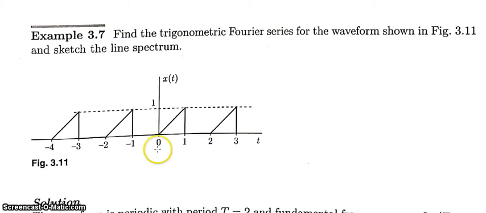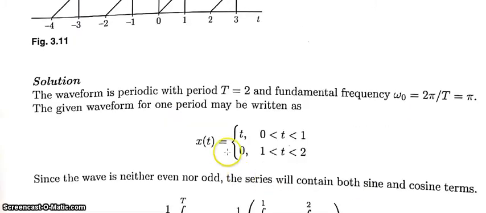Again, in the time duration 0 to 1, what is x of t? It is simply t. By observing the waveform, we can directly write. Therefore we can write x of t is equal to t for 0 to 1, and it is 0 in the time duration 1 to 2. The time period capital T is equal to 2, and therefore the fundamental frequency omega 0 is 2 pi by T, that is equal to pi.